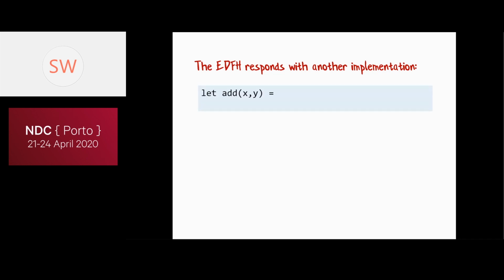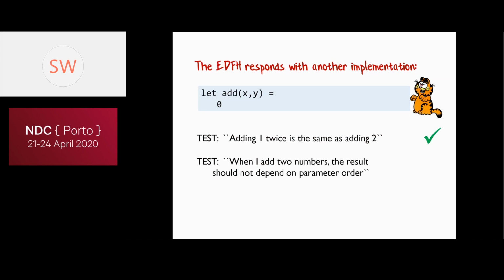And this is his implementation. To add two numbers together, you return 0. And actually, this passes all the tests because doing it twice, that passes, and it doesn't depend on the parameter order, that passes. So, okay, how can we write another kind of test that eliminates this kind of implementation?